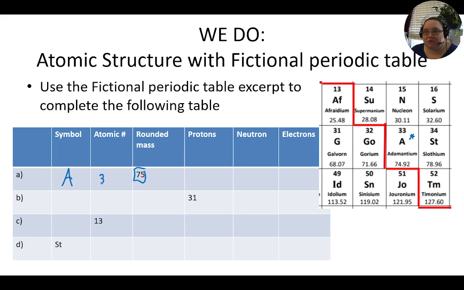Its atomic number, I'm just filling the information in from the periodic table. So the atomic number is always going to equal my protons. Always, always, always. If the element is neutral, it's also going to equal my electrons.